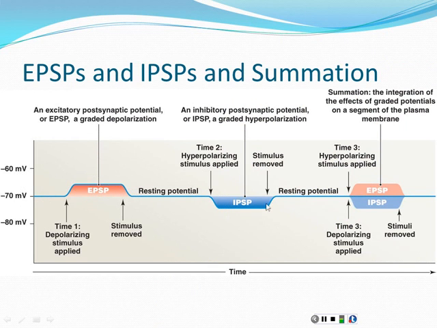So they can also balance each other out. Let's say there's two neurons that are affecting the same spot. If one is inhibitory and one is excitatory, we may end up with no effect at all. So they cancel each other out. The EPSPs are bringing the neuron closer to minus 60, the IPSPs further away.